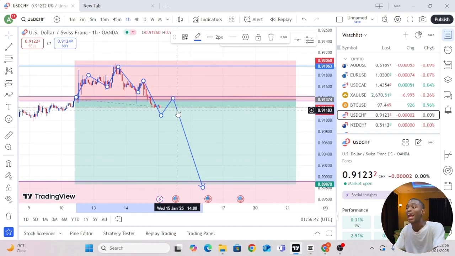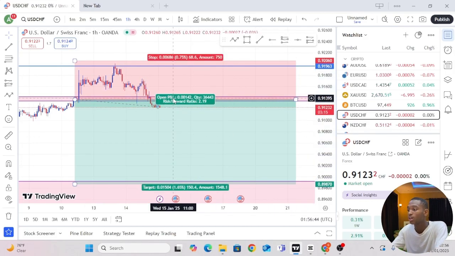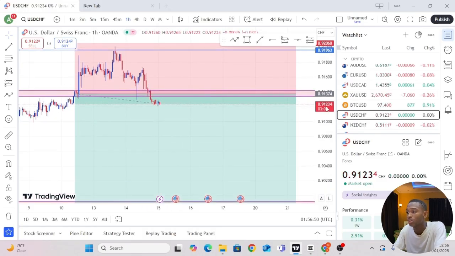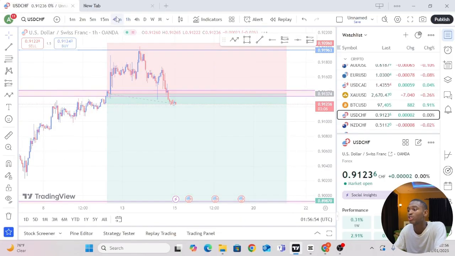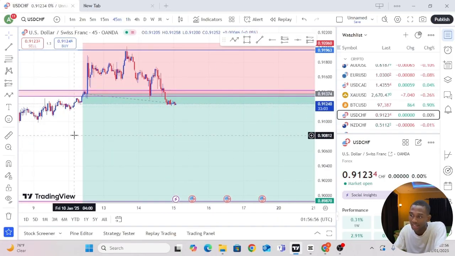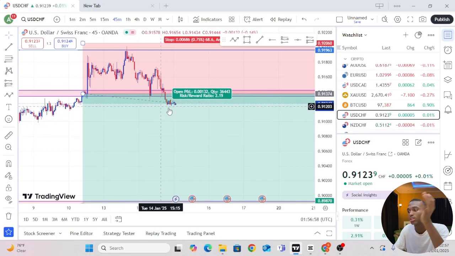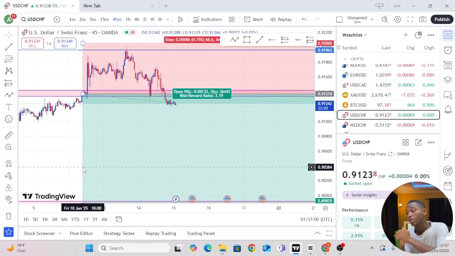So this is what I am going to be expecting from USDCHF. It has already broken beneath, we just need it to retest, and then once it retests, we take the trade to the downside. So that is for USDCHF. If we go down to the 45 minutes time frame, the exact same thing. It's going to take, let's say, the whole of today to retest, maybe, then maybe tomorrow. Seems like we're going to be entering the trade.